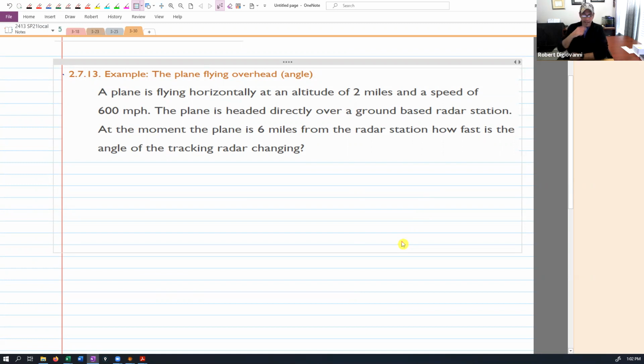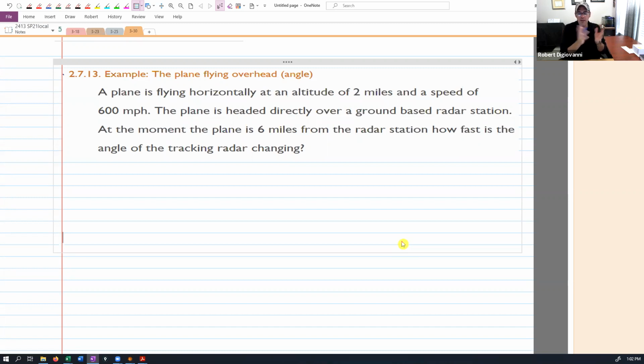It's the same plane. It's flying horizontally at an altitude of 2 miles and a speed of 600 miles per hour. The plane is headed directly over a ground-based radar station. At the moment the plane is 6 miles from the radar station, how fast is the angle of the tracking radar changing? So now what we want to imagine is that this radar is moving.